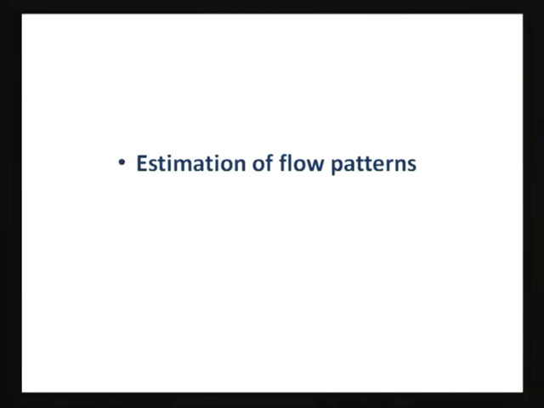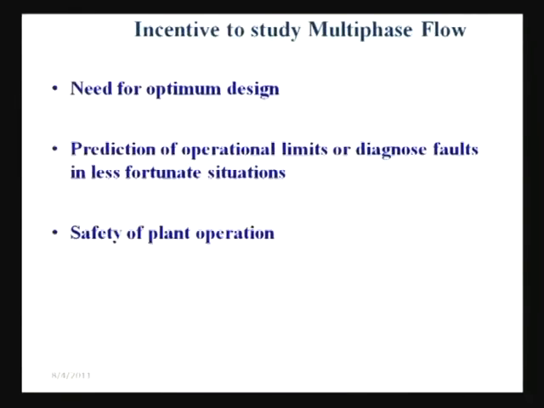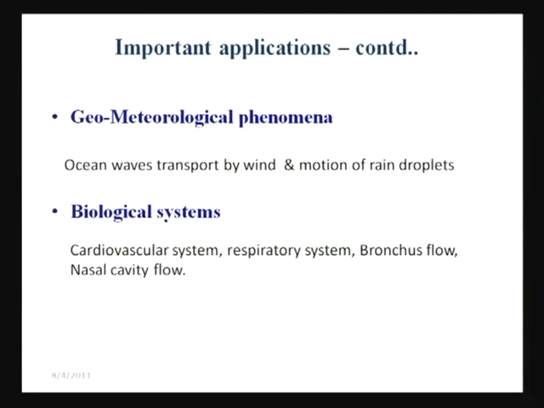Now, when we were going through the applications in the last class, I showed you that there are a vast number of applications. If I go through it very briefly, we find a large number of applications starting from power systems, heat transfer, process equipment, till biological systems, geophysical systems and so on. And we find that there are a large number of variations. Somewhere it is ocean wave transport, somewhere it is the respiratory system. So, these things do not seem to be connected in any way.